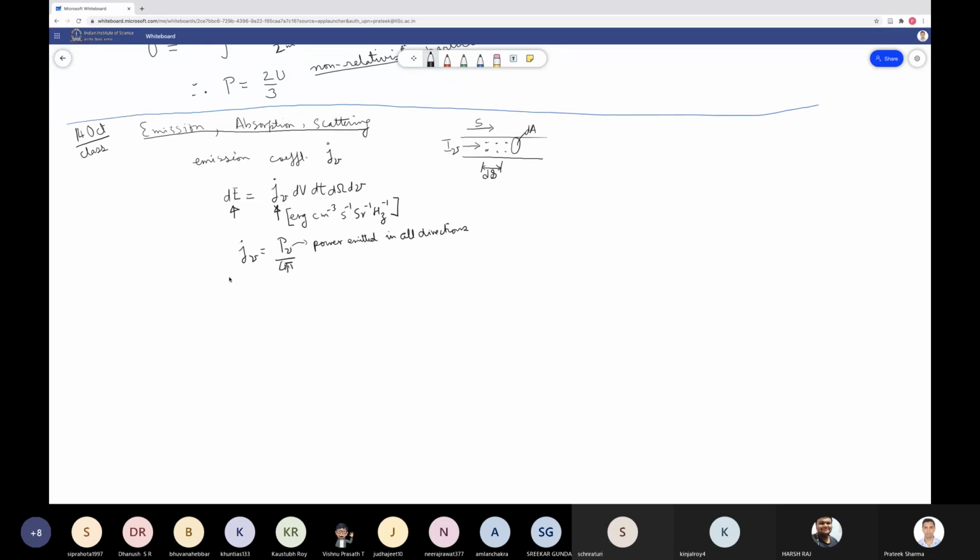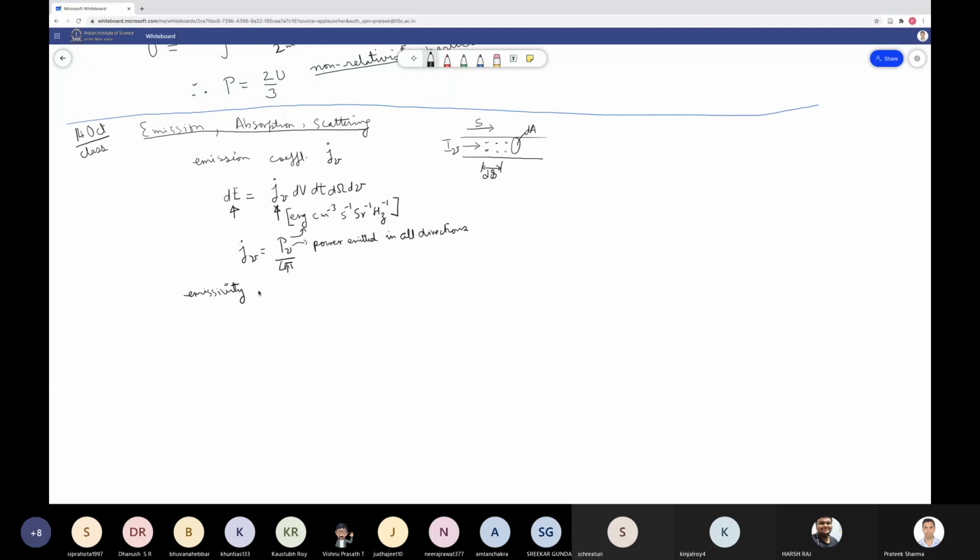We can also define something called emissivity. Sir, this is Kinjal. I think it will be power emitted per unit volume. Yes, that is correct. It's emitted per unit volume because I have only integrated over solid angle, so the units of this and this only differ by per steradian. That's correct.